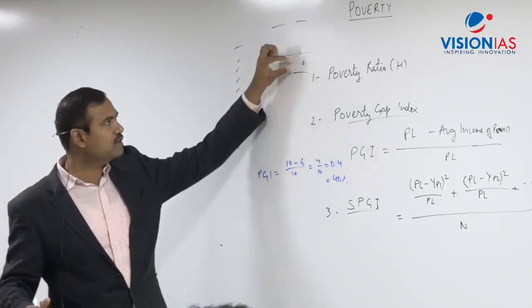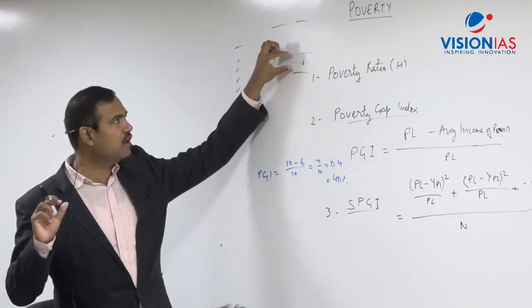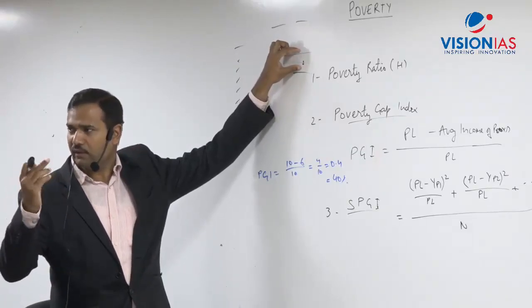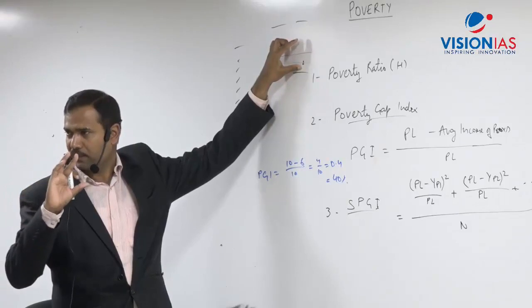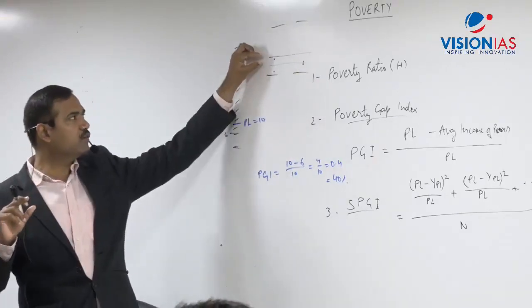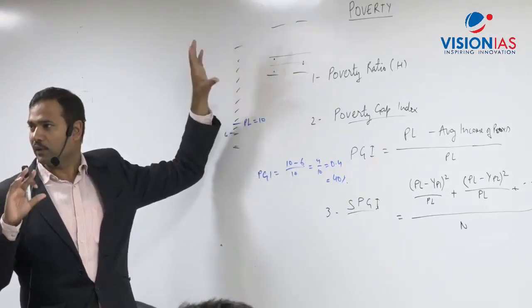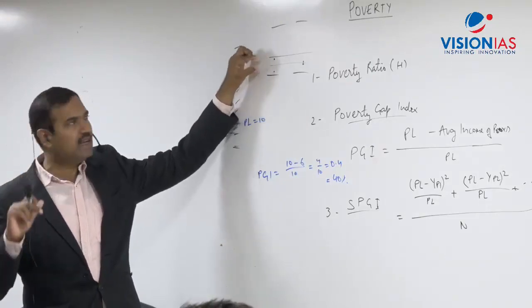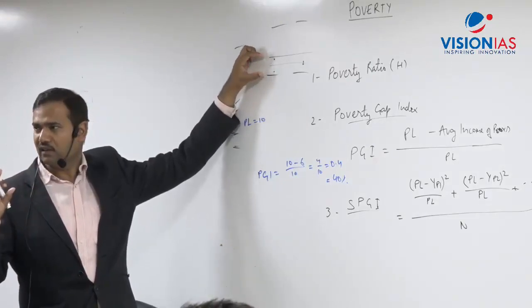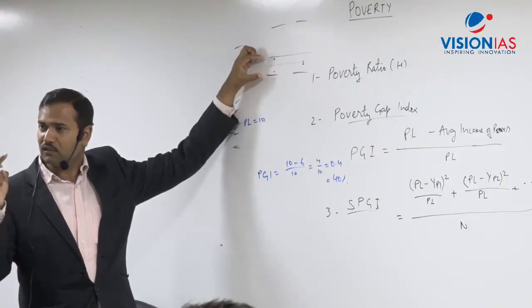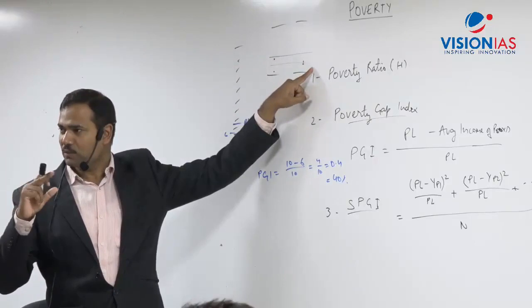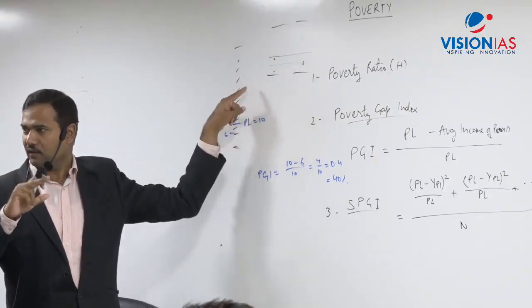For example, let's suppose the income of these people is 5 rupees. So the square of 5 is 25, 25 plus 25, 50. Now let's suppose one person has 1 rupee and one person has 9 rupees. So the gap here will be 1 rupee, 1 squared is 1. And 9 squared is 81. So 81 plus 1, 82. So here 82 and there 50. So the value of SPGI will be more here.